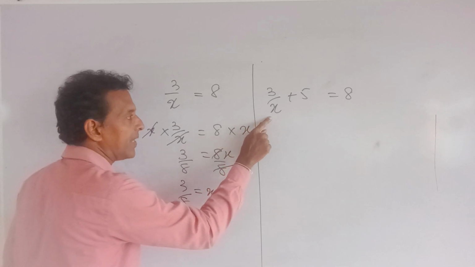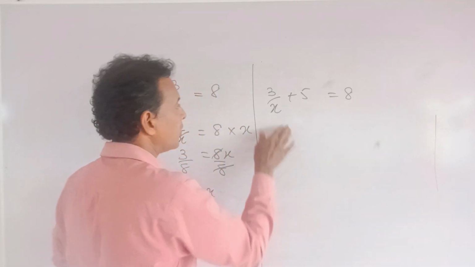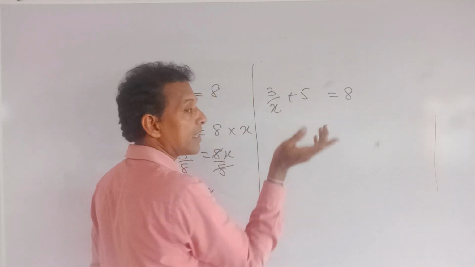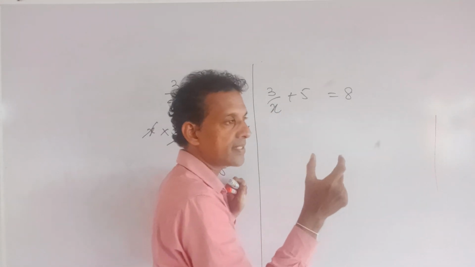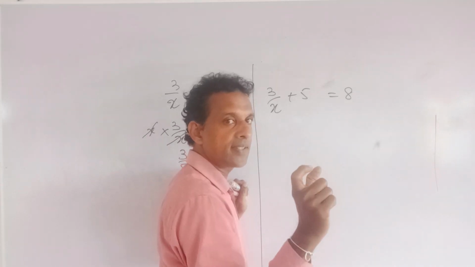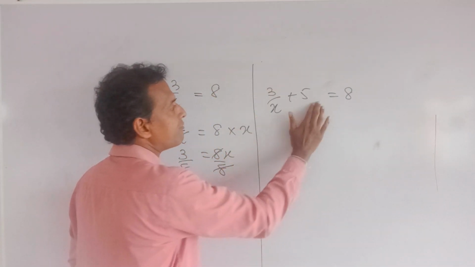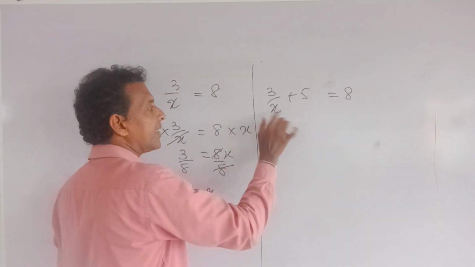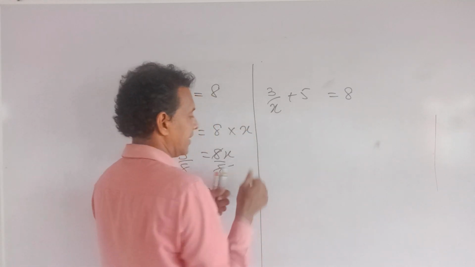Again, when you see the denominator, first you remove the denominator. What you do? Multiply all the terms. Now here remember, how many terms are here? Don't forget these small things. Terms are the expressions on either side separated by plus or minus signs. Here you can see 3 over x and 5 separated by the plus sign. These are two terms, and on the other side we have one term. Multiply all terms by the denominator. So what do I do?